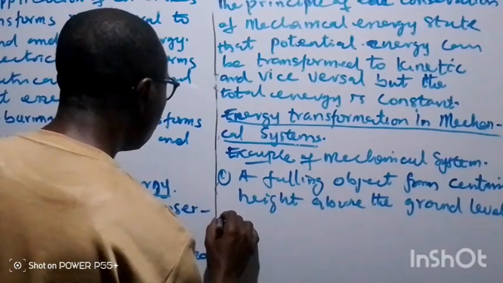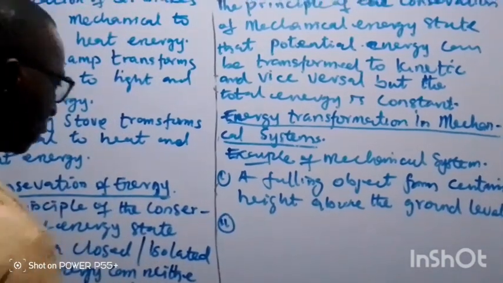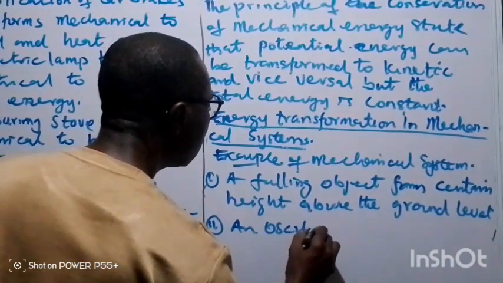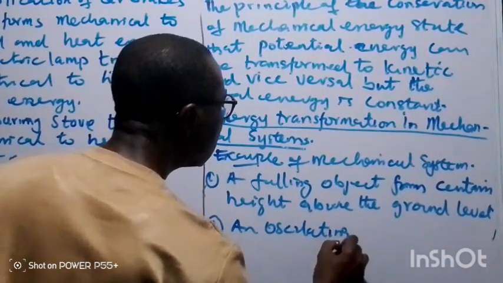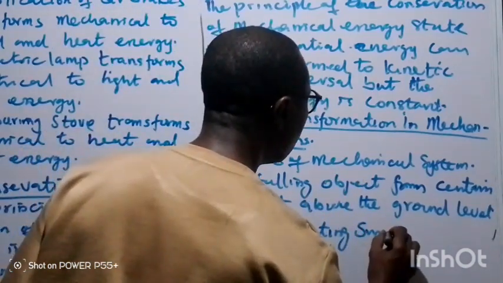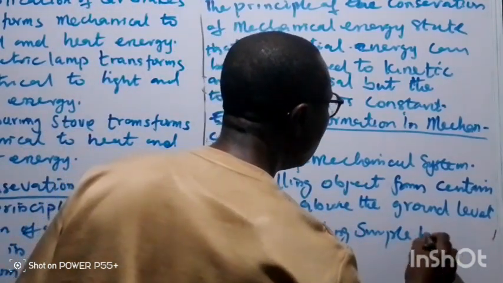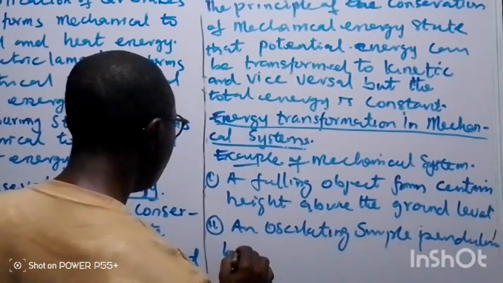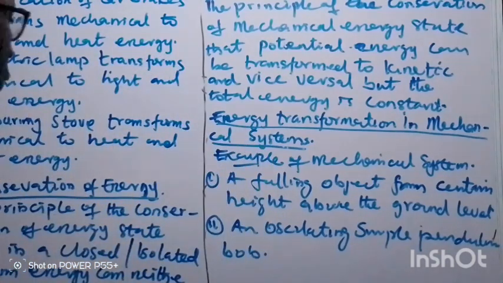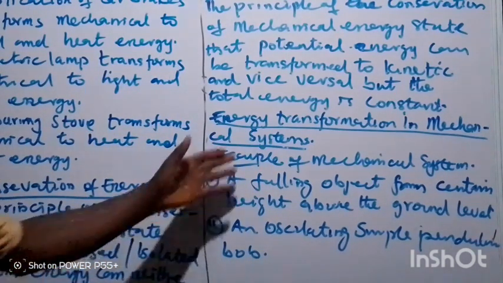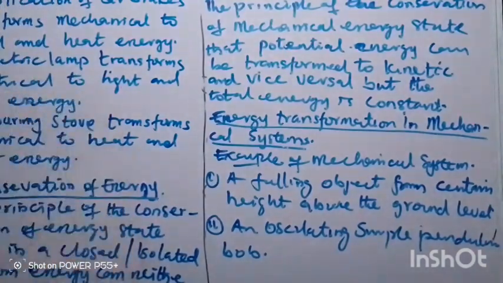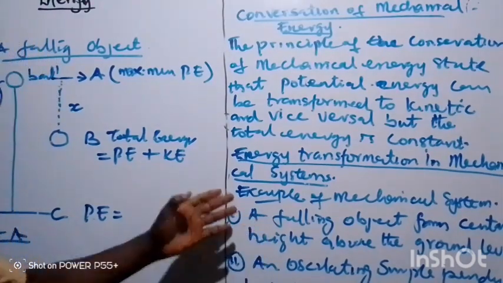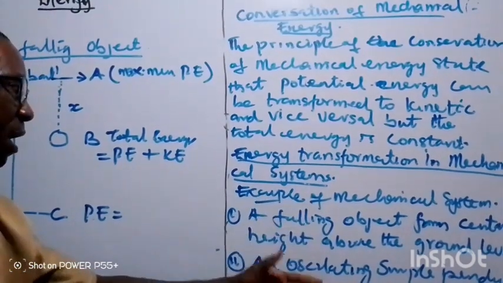2. An oscillating simple pendulum bulb. So we are going to use these two as an example to explain energy transformation in mechanical system. Now in the next class, we are going to use this example to explain energy transformation in mechanical system.